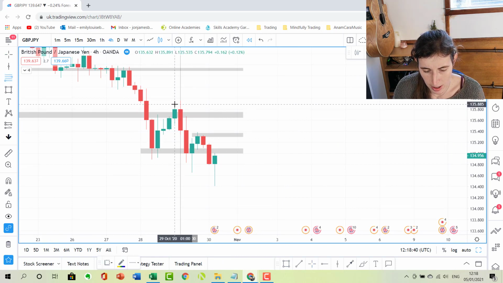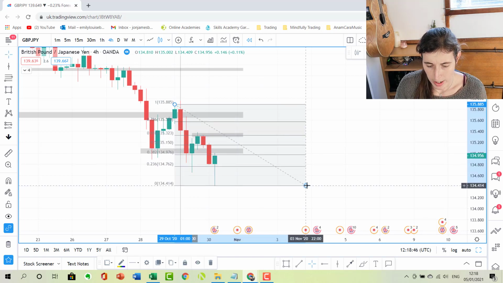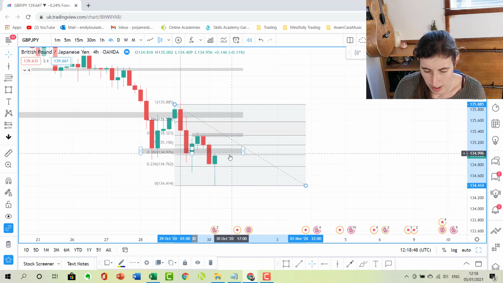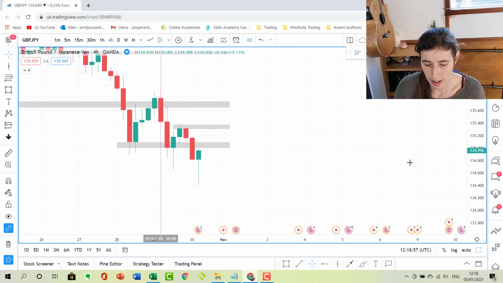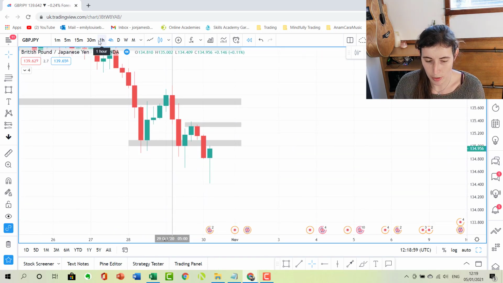So the last pullback we had was here. Dragging that down to the low of this candle, and it does look like at the same place as this market structure is also the 38% level. So it might have pulled back enough for us to look for an entry. So I'll drop down onto the hourly time frame.